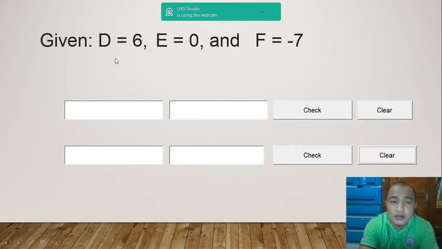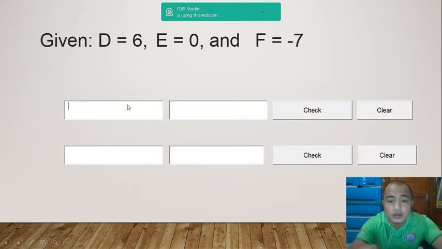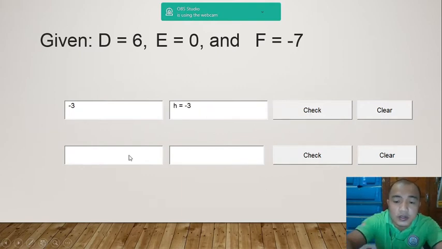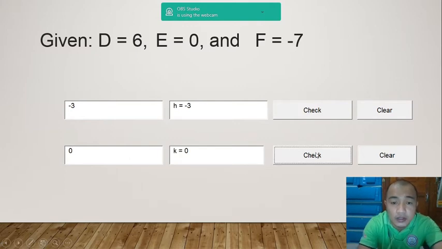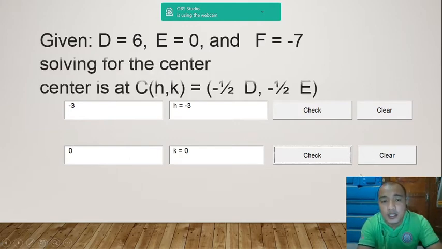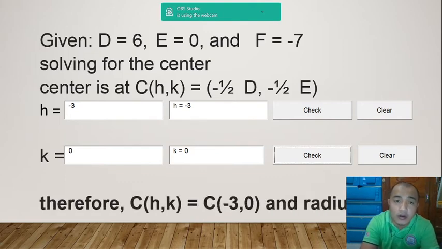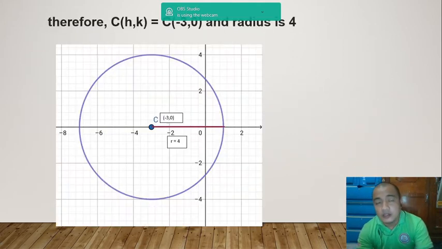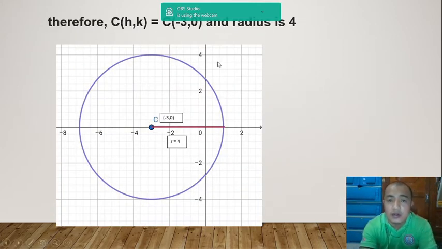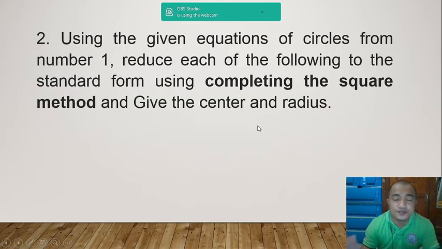How about the center? Ayun, clear muna natin. So, center is, yon, divide mo ng 6 yan. Ay, negative 2. That's equivalent to negative 3. Divide mo ng negative 2 yan. Ay, sorry. Yon, divide mo ng negative 2 yan. That's 0 pa rin. 0 divided by negative 2 is 0. So, therefore, H is negative 3, K is 0. So, the center is at negative 3, 0, while the radius is 4. Okay. Then, last step, sketch the graph. Negative 3, 0, radius is 4. Okay. Next examples.